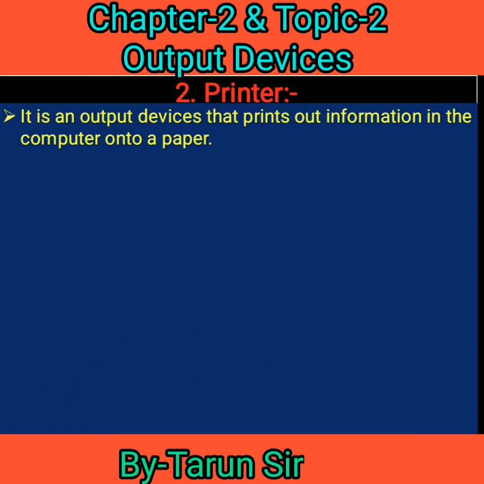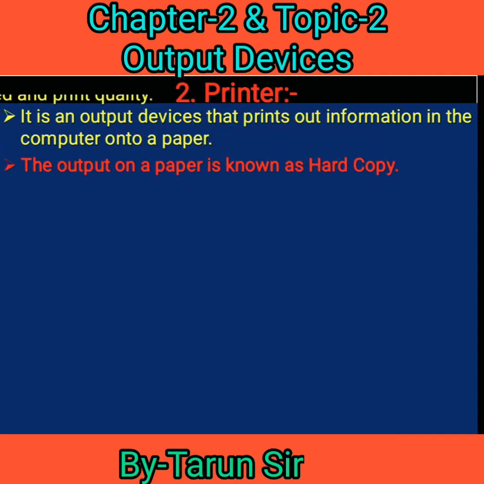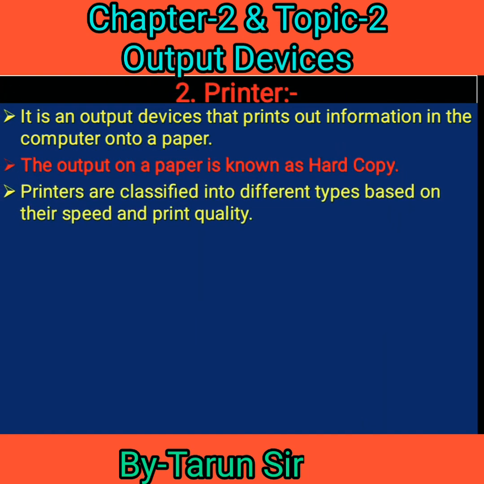And second, printer. It is an output device that prints out information from the computer onto paper. The output on paper is known as hard copy. Printers are classified into different types based on their speed and print quality. First, impact printer; second, non-impact printer.